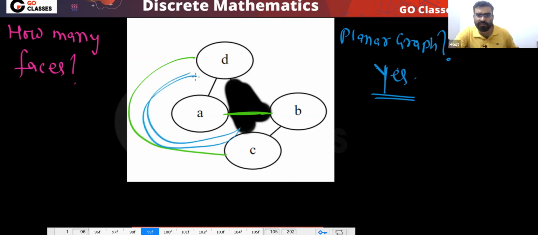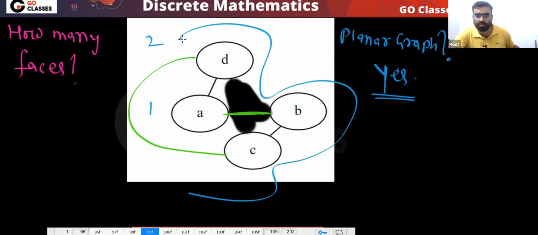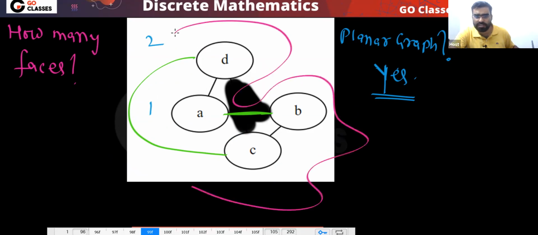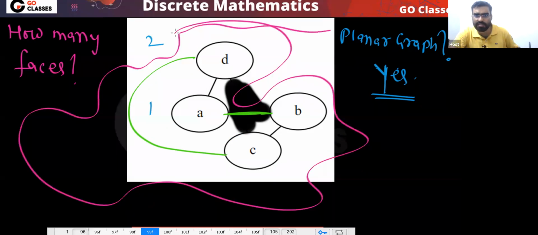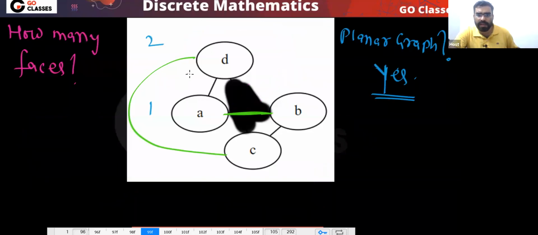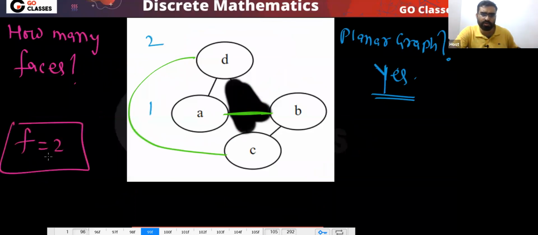Now you can notice this is one face. Face means any region which is surrounded by edges. So this is your face number 1 and this is your face number 2, the exterior, outer face, the infinite face. And this is your interior face. So the number of faces is equal to 2.